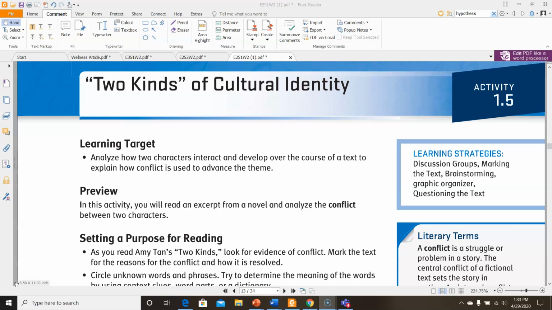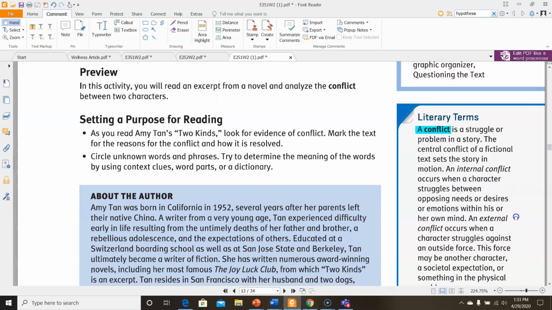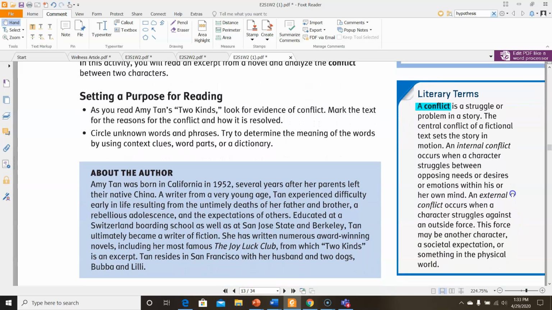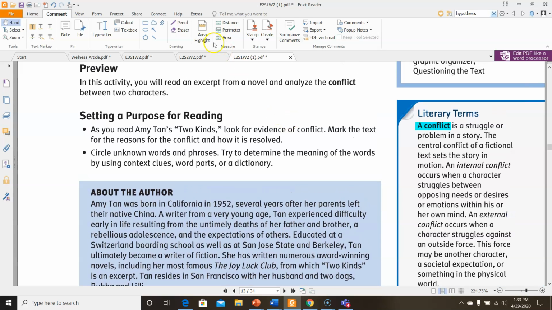So in this activity, you're going to read an excerpt from a novel and analyze the conflict between the two characters. So let's look at the literary terms on the side. A conflict is a struggle or a problem in a story. The central conflict of a fictional text sets the story in motion. An internal conflict occurs when a character struggles between opposing needs or desires or emotions within his or her own mind. An external conflict occurs when a character struggles against an outside force. This force may be another character, a societal expectation, or something in the physical world.